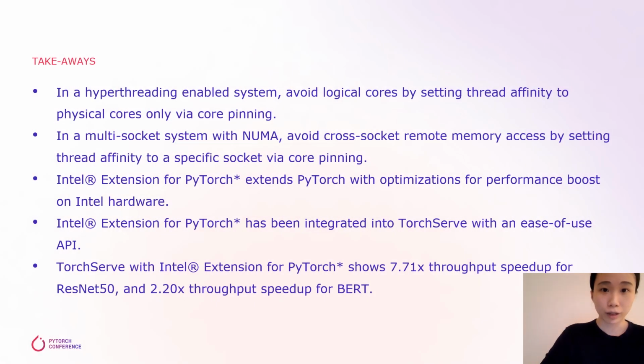In this session, we have walked through some general CPU performance tuning principles to boost out-of-box CPU performance. We have also introduced Intel Extension for PyTorch and its integration into TorchServe with an ease-of-use API, showcasing up to 7.71x throughput speedup for ResNet50 and 2.2x throughput speedup for BERT.